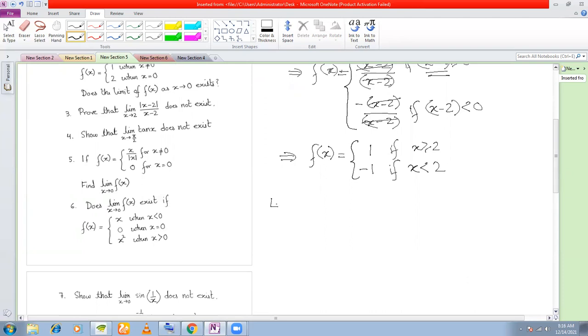So now we will proceed to see whether this limit exists. Left hand limit: we need to check for x tends to 2. So the left hand limit at x equal to 2 is equal to the limit as x tends to 2 minus of f(x). Now x is approaching 2 from values that are lesser than 2, so the value of the function is minus 1 because x is less than 2 here. The limit as x tends to 2 of minus 1 will be equal to minus 1 because minus 1 is a constant.